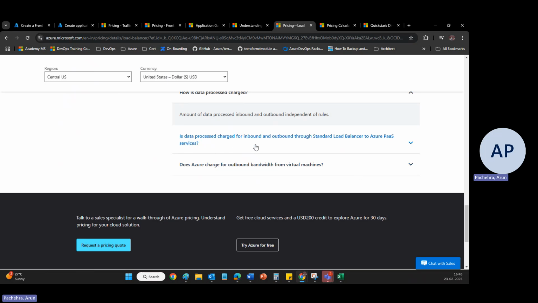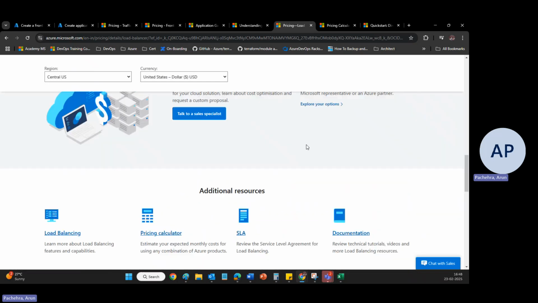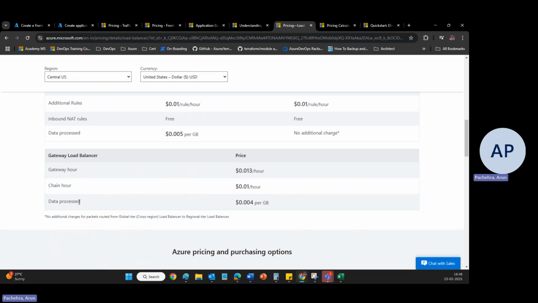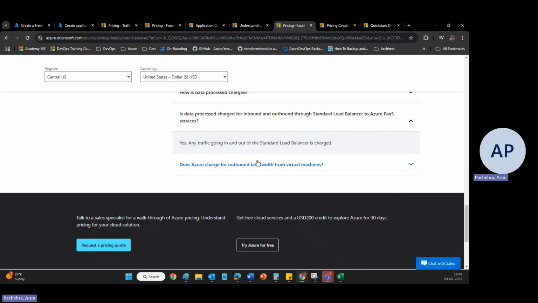Now, is data processed charged for inbound and outbound through standard load balancer for Azure PaaS services when we are using PaaS at the backend? Yes, any traffic going in and out of the standard load balancer is charged. That is the data processed. This is very important to understand. Data processed is both incoming and outgoing, as per this FAQ, as you can see. Any traffic going in and out of the standard load balancer is charged.